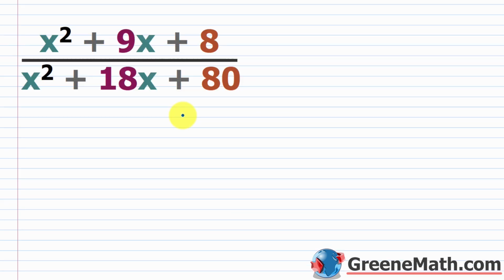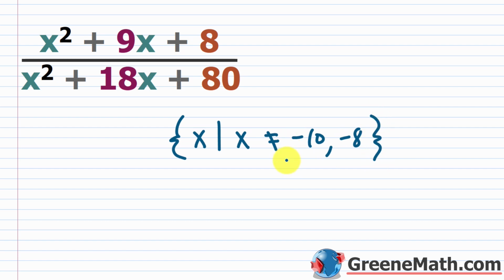Let me erase everything. So I'll say the domain is the set of all x such that x is not equal to, we had negative 10, and then we had negative 8. Go ahead and close that down. So again, basically all we're saying is that x can be any real number other than negative 10 or negative 8, because if you plug in a negative 10 or a negative 8 there, the denominator is 0 and the rational expression is undefined.